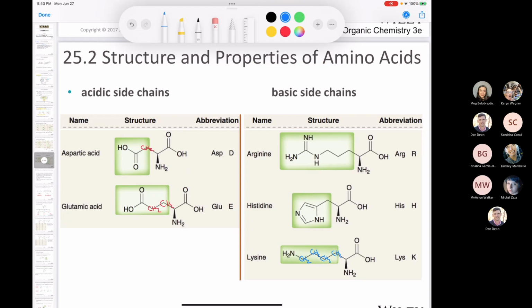However, these are not the only amino acids that are out there. There are all kinds of naturally occurring amino acids. These are the 20 most common. These are the ones that come up all the time. When you take biochemistry, you're going to run into a whole bunch of other amino acids. But again, these are the ones that we're going to stick to in this class.